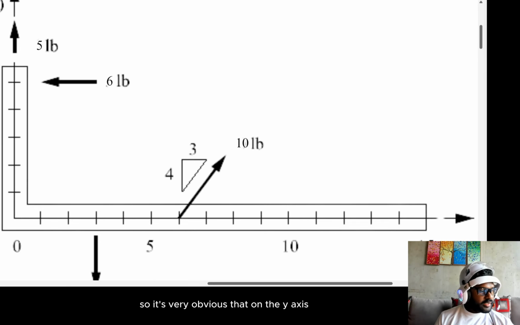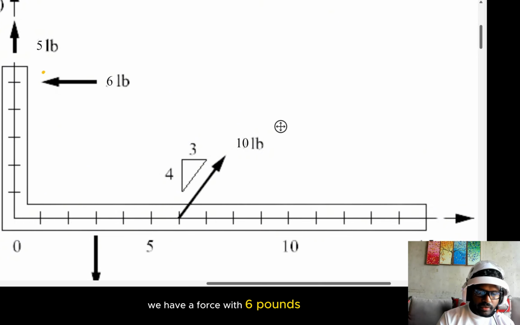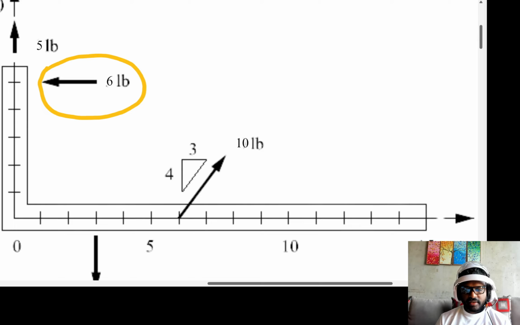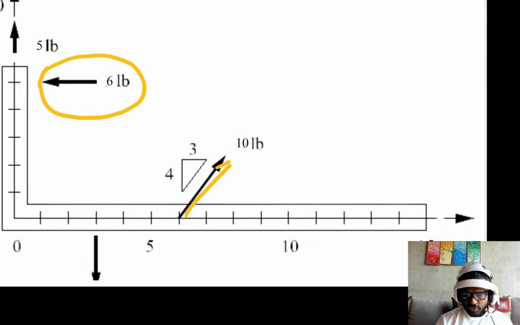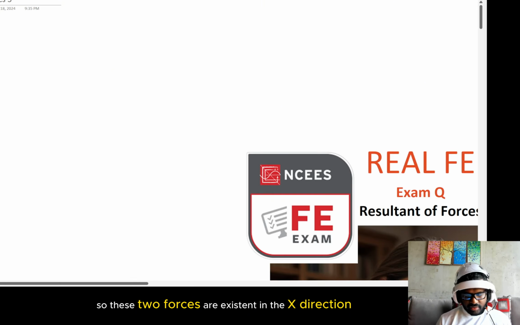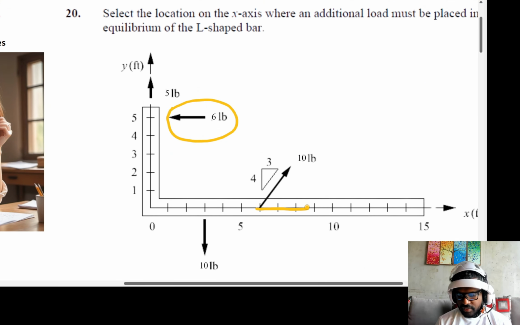So it's very obvious that on the y-axis, we have a force of 6 pounds in the negative x direction, which is at a distance of 5 from origin. And at the same time, we also have this particular force over here. So it's at an angle of 3 in x and 4 in y. So these two forces are existent in the x direction.